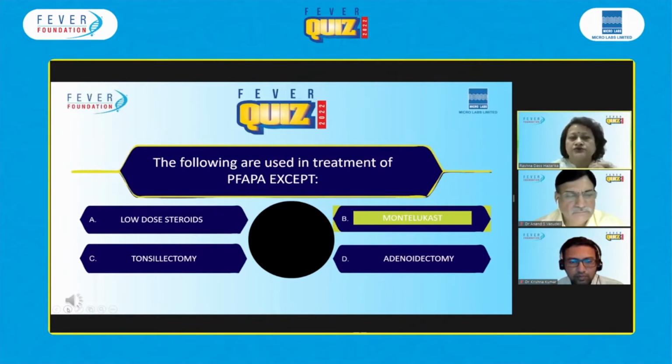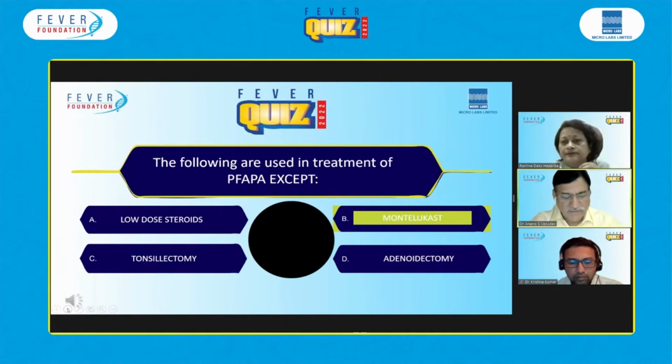Usually it occurs from 2 to 5 years of age, so the children have to be less than 5 years. They should have recurrent fever with the absence of URI, and at least aphthous stomatitis, cervical lymphadenopathy, or pharyngitis. And what is interesting is that in between, these children are absolutely normal. And nothing works except steroids, tonsillectomy, and adenoidectomy. So do you want to add anything else? Right. I think you have said most of the things.